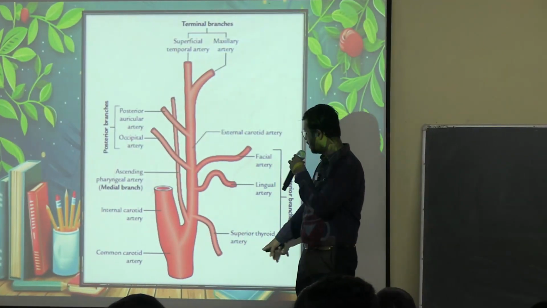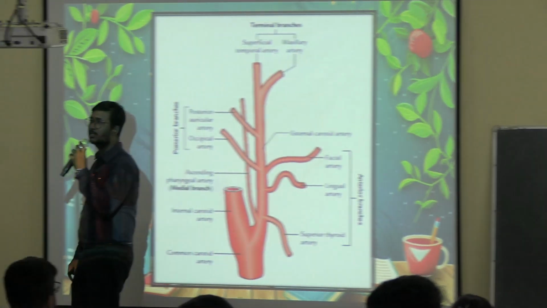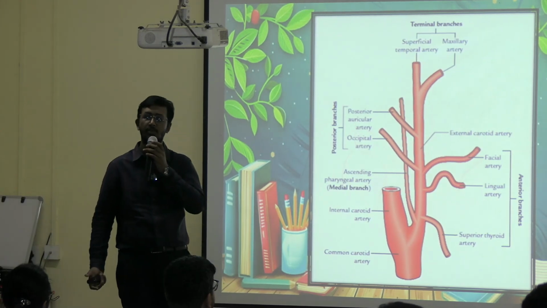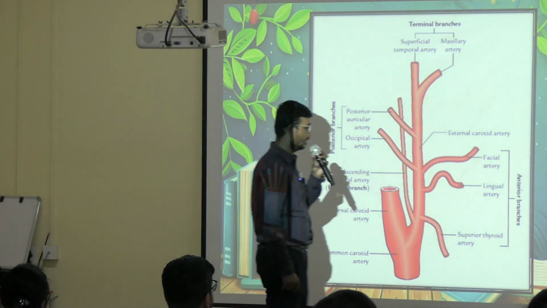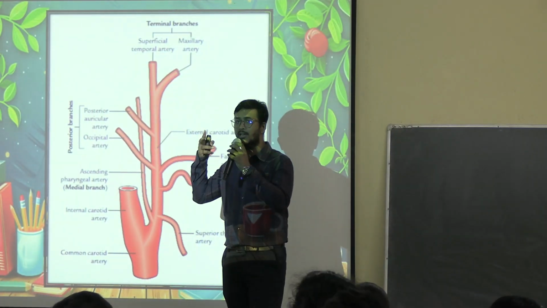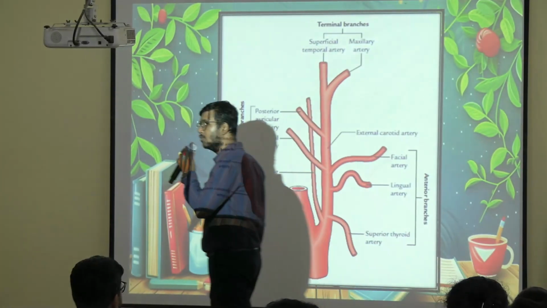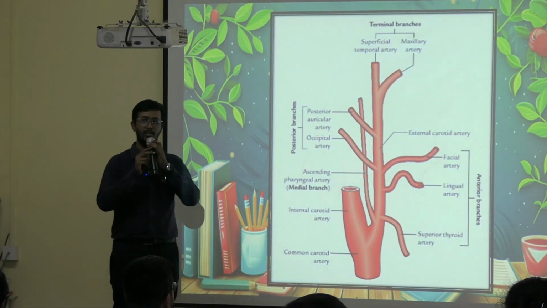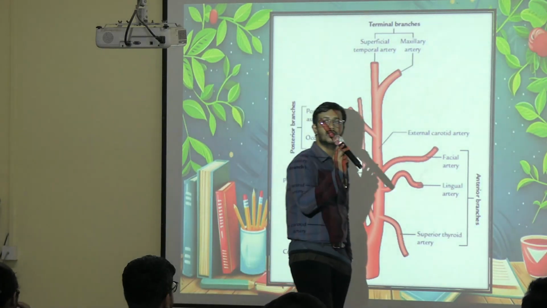Now inferiorly you have the superior thyroid artery. This superior thyroid artery will be supplying the superior part of your thyroid gland. Okay, that is the superior thyroid artery. So anteriorly we have three branches, that is your facial artery, lingual artery and superior thyroid artery. And posteriorly we have the posterior auricular artery and the occipital artery, and there are two terminal branches. These are your superficial temporal artery and your maxillary artery.